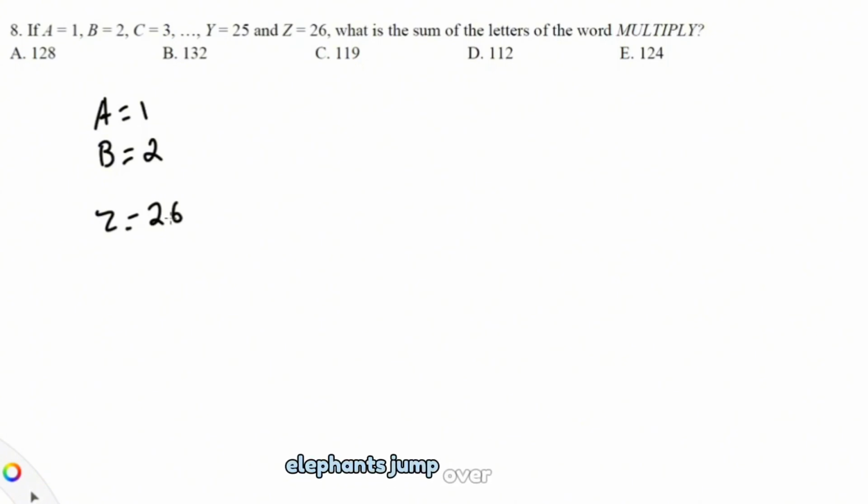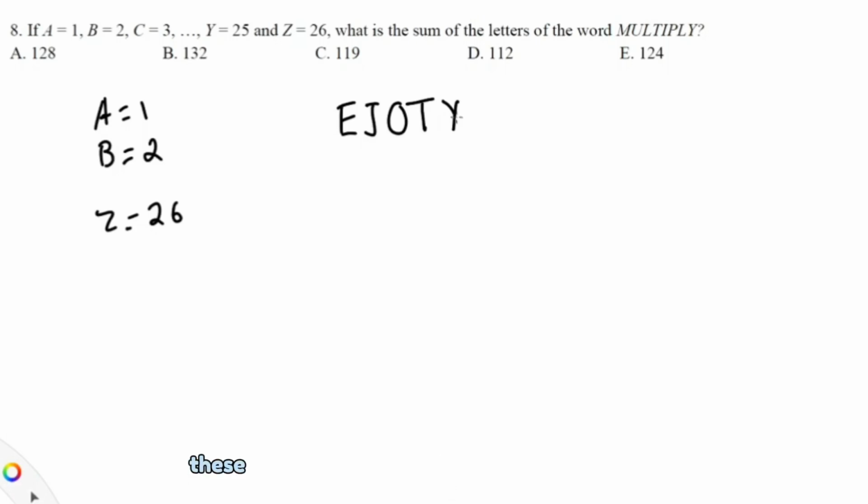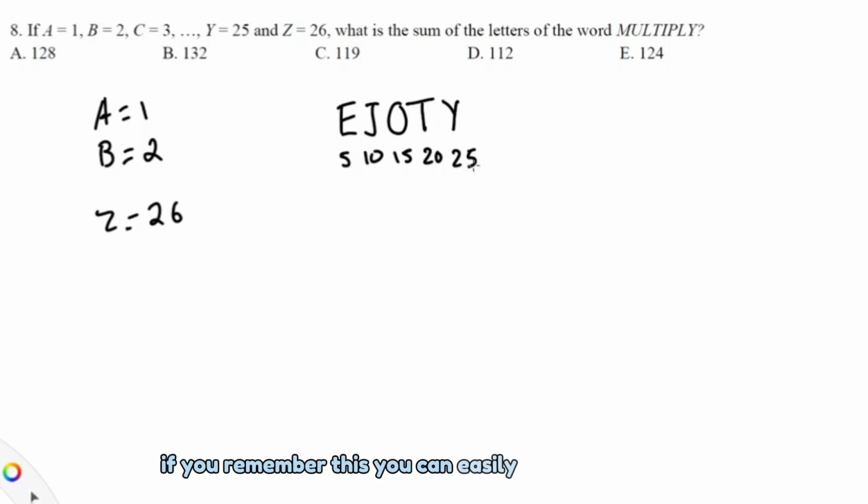Elephants jump over the yard. Okay? So elephants, E, jump, J, over, O, the, T, and Y for yard. Alright, so that gives us E, J, O, T, Y. These letters represent the fives of the alphabet, which is 5, 10, 15, 20, 25. If you remember this, you can easily solve this problem.